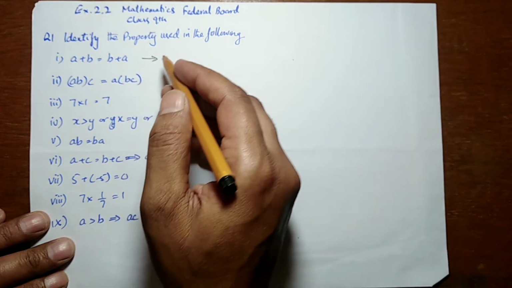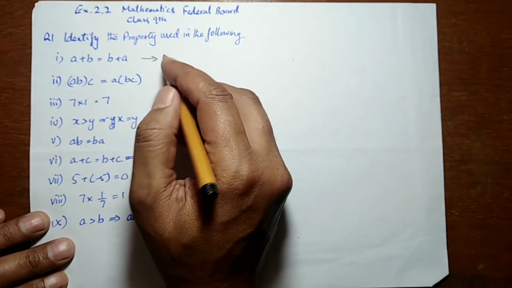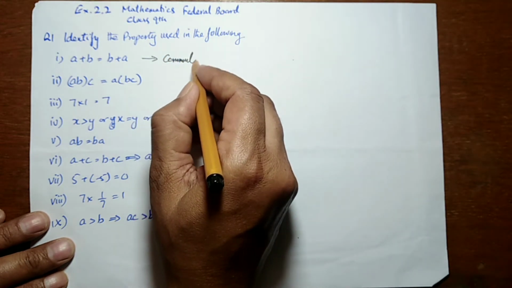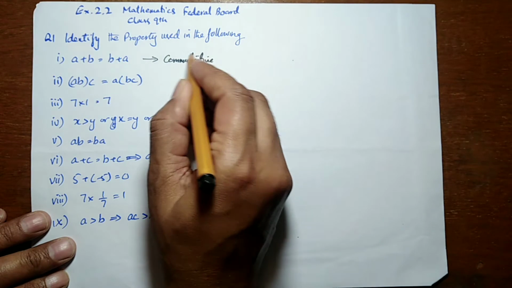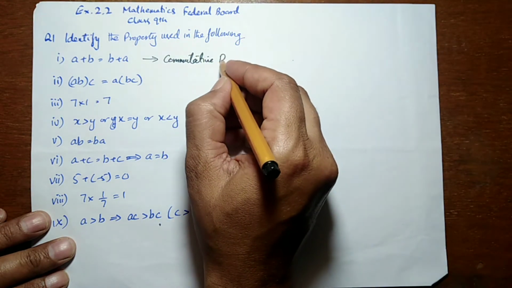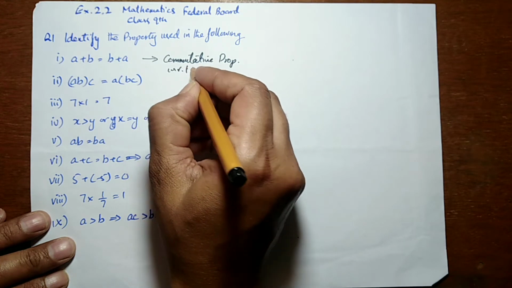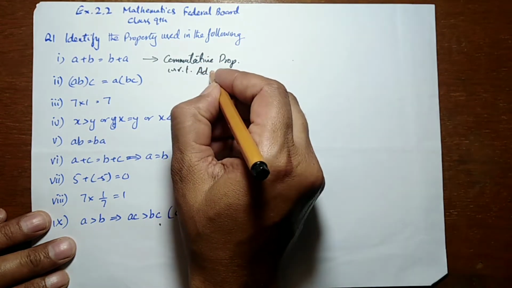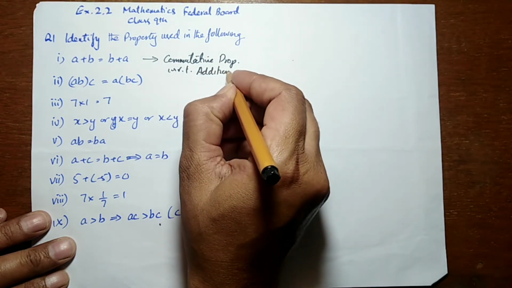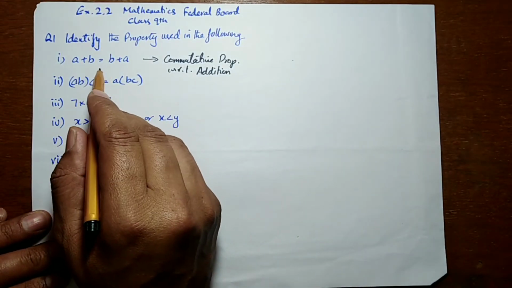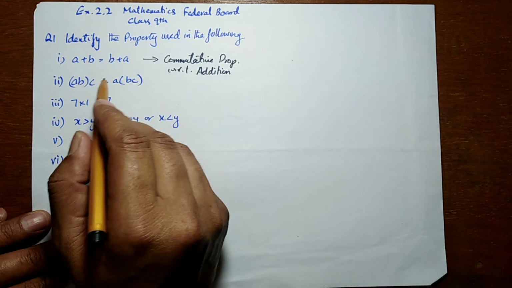So the property used here is known as commutative property with respect to addition. So in commutative property, the same numbers are added but their order is changed.